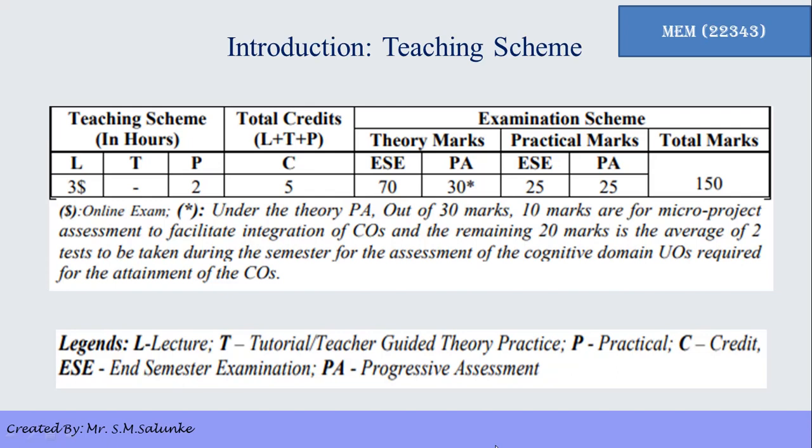As you can see, the theory marks are divided into 2 groups. First is the 70-mark group, which will be your theory online examination, and 30 marks are your internal examination. These 30 marks will consist of 10 marks for your micro project assessment, along with 20 marks for the average of 2 unit tests that will be taken during this semester.